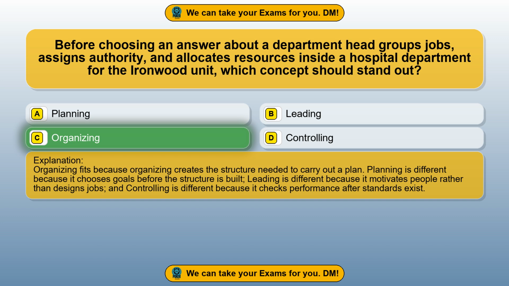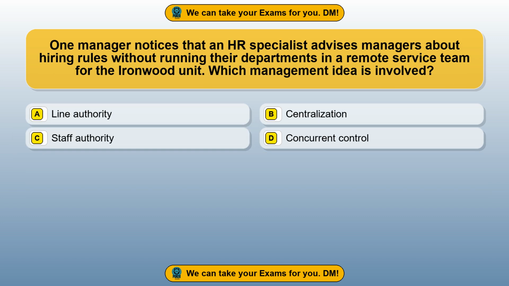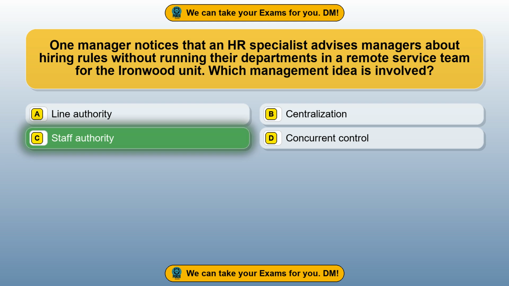Question 7. One manager notices that an HR specialist advises managers about hiring rules without running their departments in a remote service team for the Ironwood unit. Which management idea is involved? Option A. Line authority. Option B. Centralization. Option C. Staff authority. Option D. Concurrent control. The correct answer is option C.